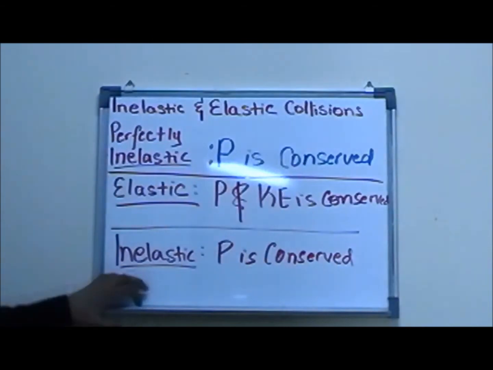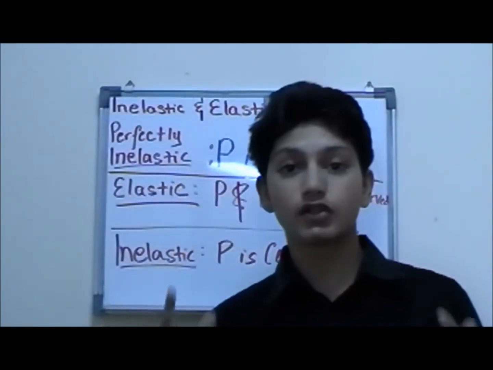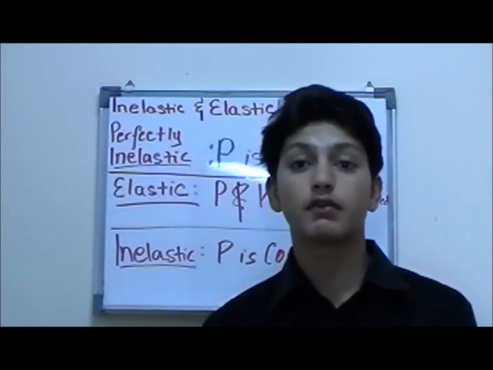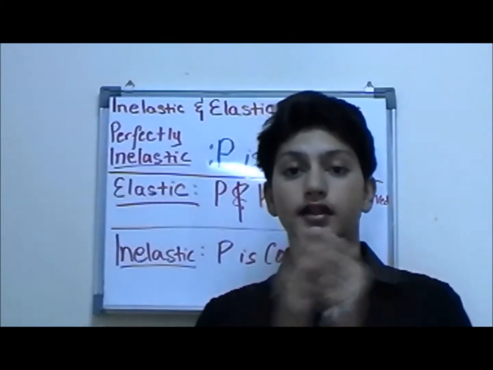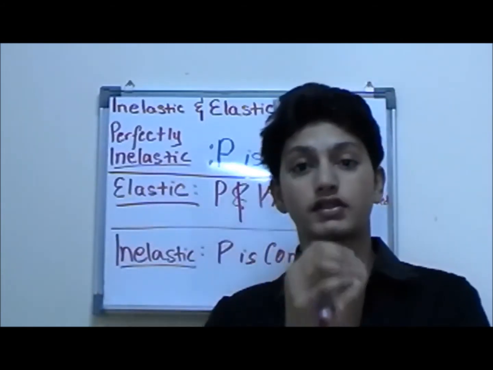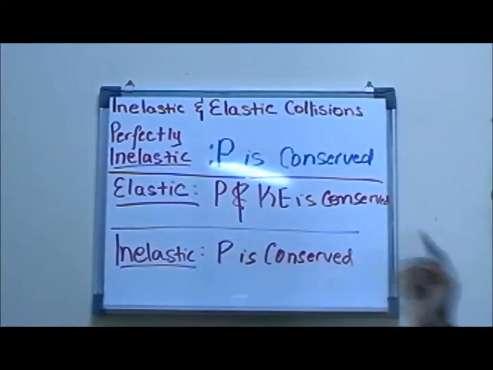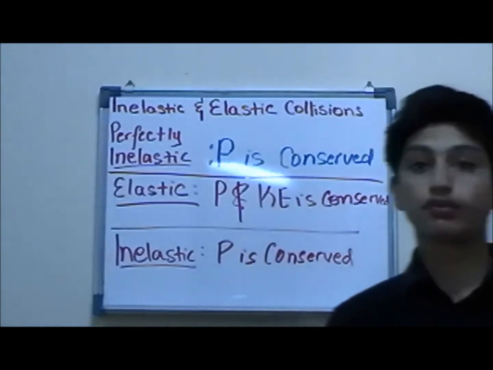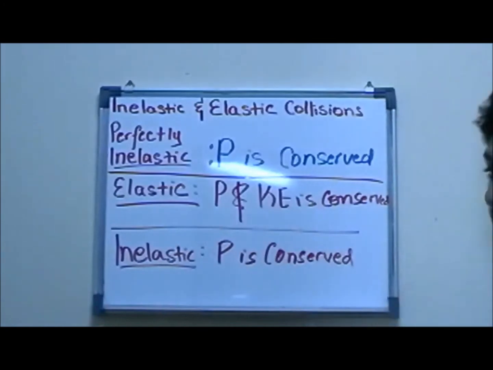But what's the difference over here? That it doesn't get stuck. In perfectly inelastic collision, the two objects, for example Play-Doh, when you throw them up, get stuck to each other and fall down together. In inelastic collision it doesn't. That's the reason why we put just P is conserved, and the formula is the same thing we write over here, we just change the final velocity.